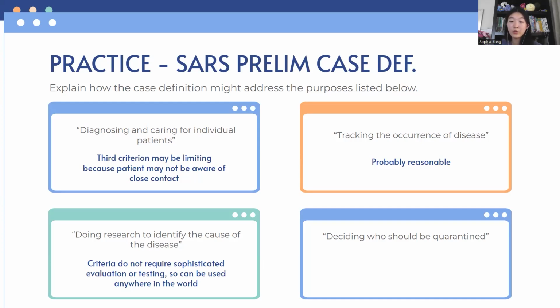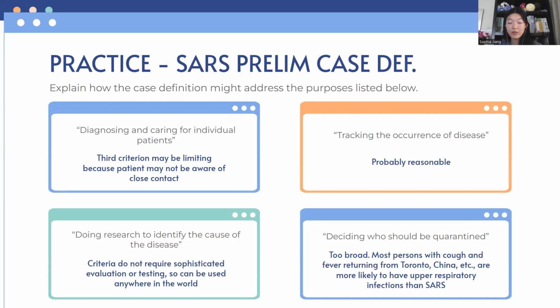And finally, deciding who should be quarantined. So this preliminary case definition would be too broad because most people with a cough or fever returning from Toronto, China, etc., are more likely to have upper respiratory infection than SARS. And also we have to consider that the case definition only said one or more of the symptoms and a high temperature. And well, close contact may or may not be, but of course, we are going to overestimate the number of people with the disease with the preliminary case definition.